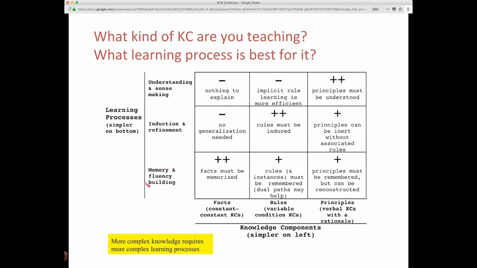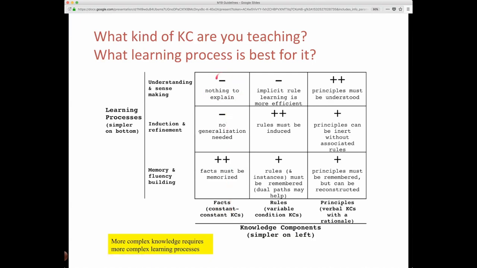Well, that's to help store facts, right? So if you want to learn facts, these constant KC mappings, like foreign language vocabulary words or new definitions in math, then the key thing you need to do is remember them. Because there's no generalization needed, you don't need induction. There's no function that induction can achieve if the goal is facts, because the function of induction is to produce generalizations. But there is no variable pattern to pick up on here, so no need for generalization.